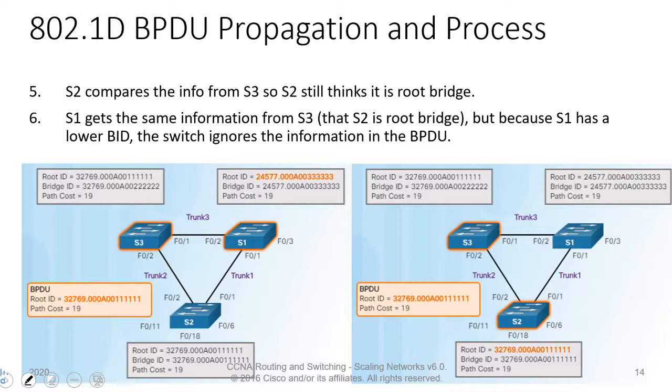When the information is received back at S2 from S3, because S3 has also assumed S2 is the root bridge, S2 still thinks it is the root bridge. S1 is also receiving that information from S3 saying S2 is the root bridge. But S1 knows that S2 is not the root bridge because it has the lowest BID. So it will ignore that information.